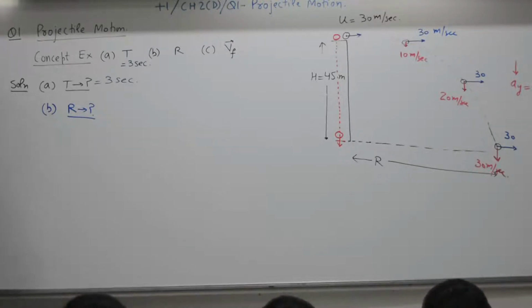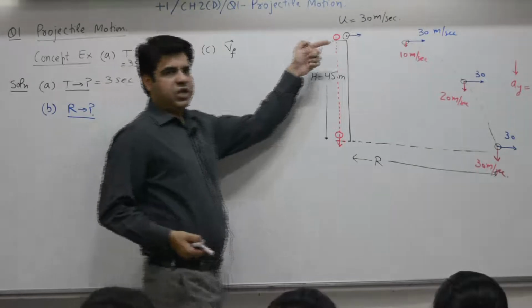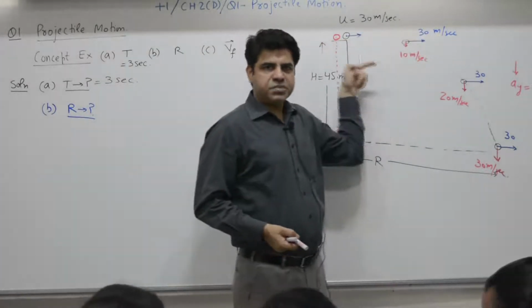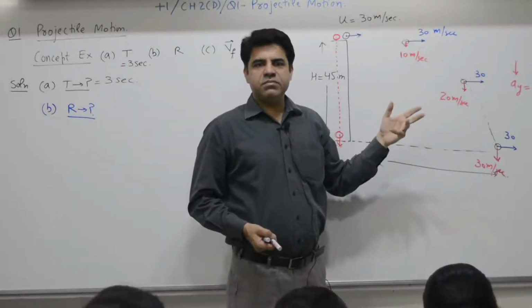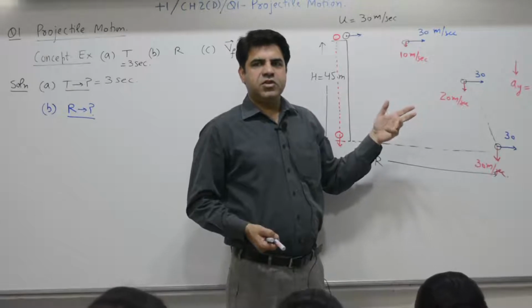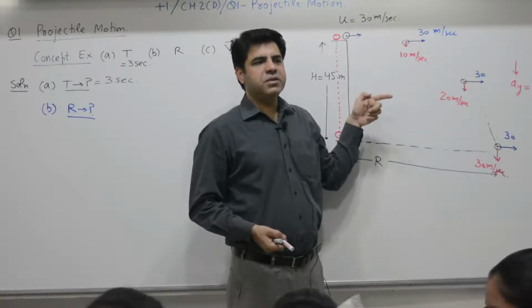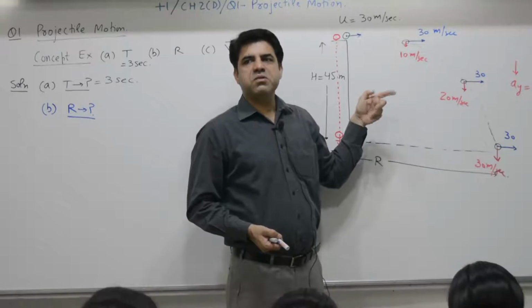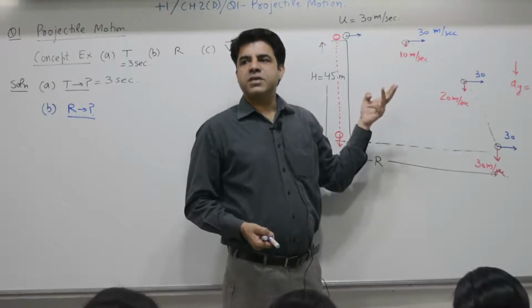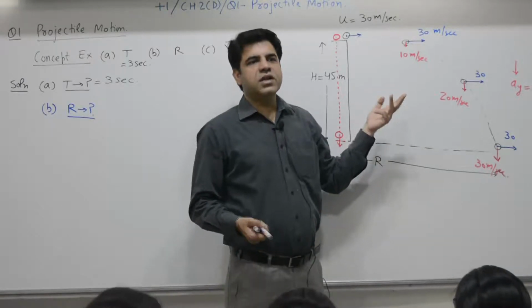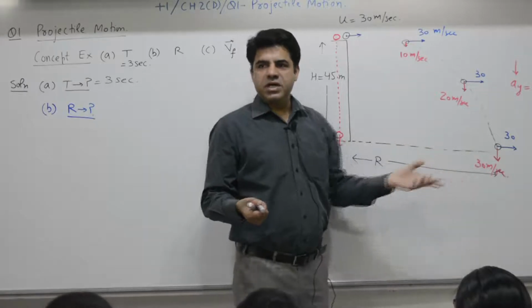Anyone with the answer, please? Takes no time. What is the horizontal speed? 30, 30, 30, 30. Horizontal speed remains 30. For how much time? Horizontal speed is 30 meter per second for 3 seconds. 30 meter per second into 3 seconds comes out to what? 90 meters.